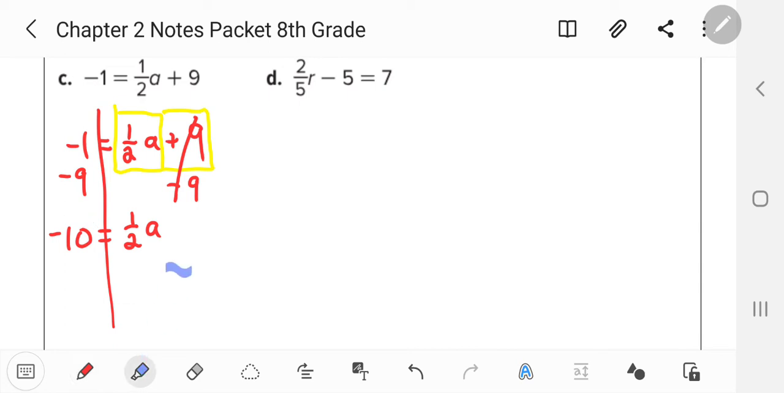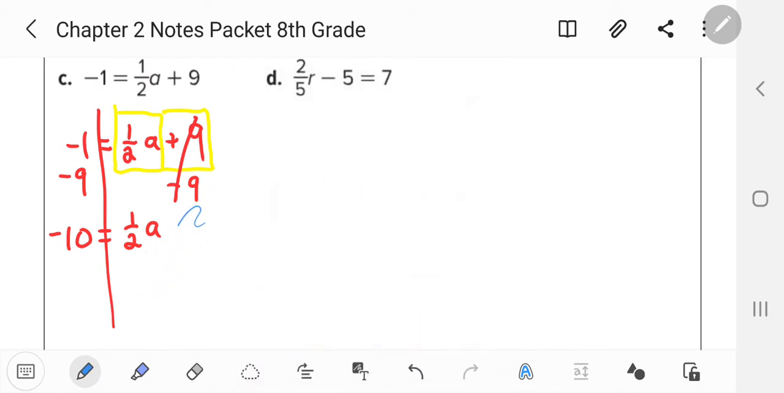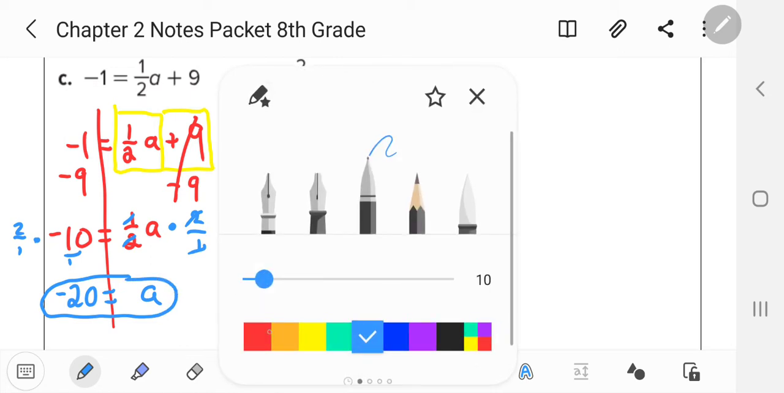Now we have that fractional coefficient. So we're going to multiply by the reciprocal. Number times reciprocal goes to 1 equals 1. So we get 1a. And we have 2 times -10, which gives us -20. Fabulous. Here we go.